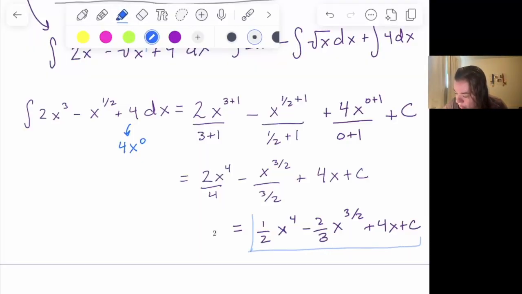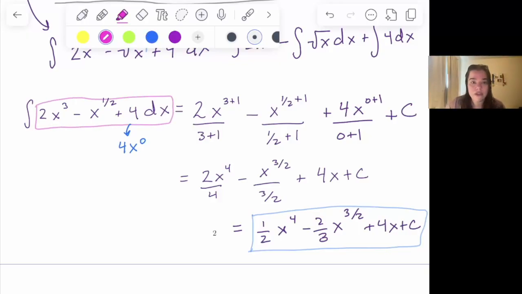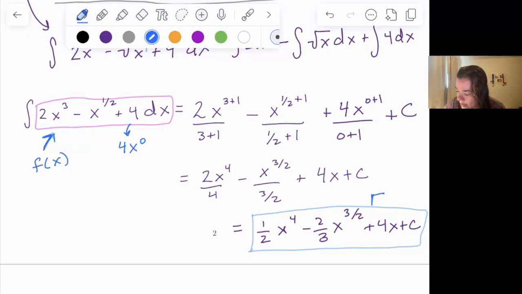So this here would be our final answer. This is an antiderivative of the integrand up above. So just labeling one more time with the notation you might see in class, we would refer to this integrand function as little f of x. And then what you found down below here is big F of x. Big F of x is an antiderivative of the little f of x function.